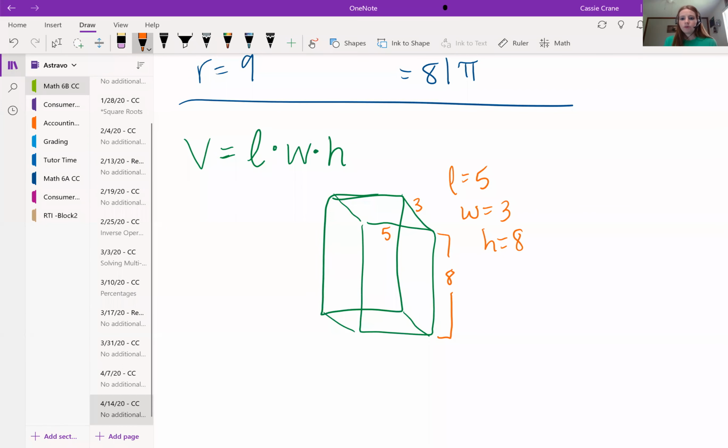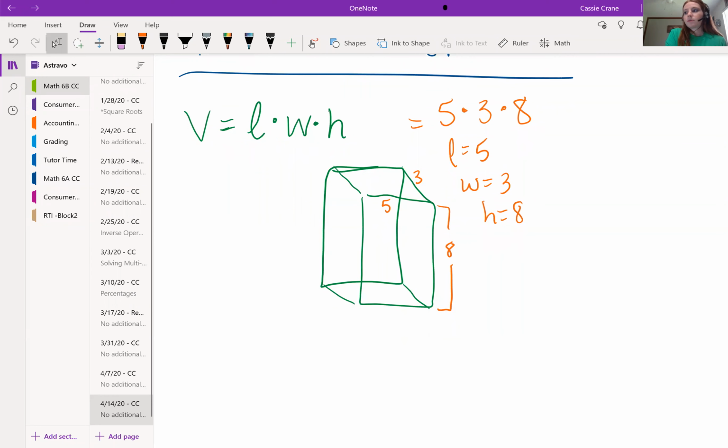We have length of 5, width of 3, height of 8. So all we have to do is take those measurements and multiply them for volume. It's pretty simple. We just multiply all the numbers together that we have: 5 times 3 times 8. So we would multiply those, and that would be our volume. So this would be 120.